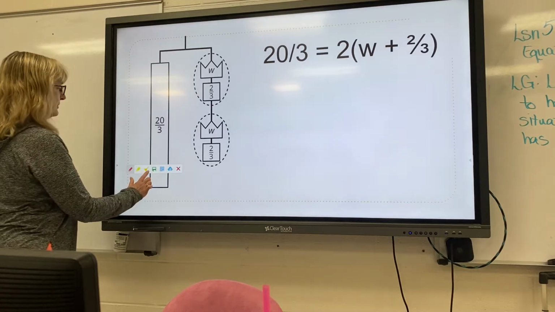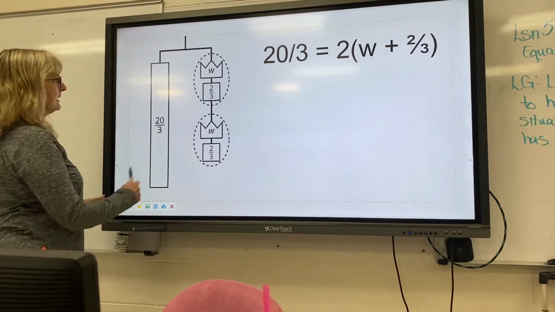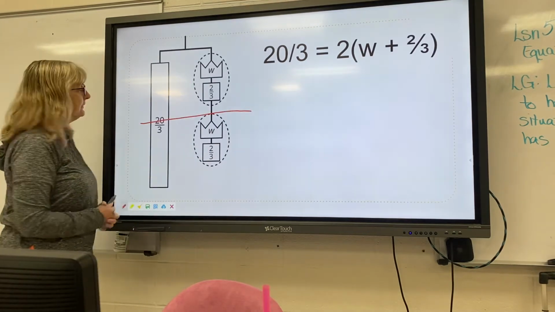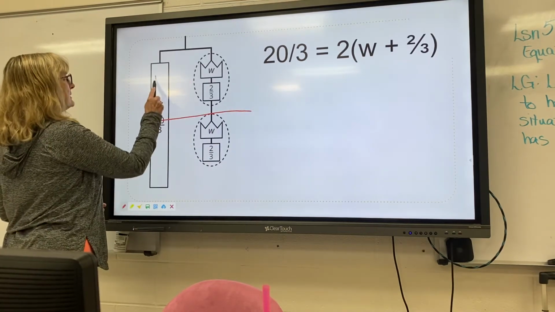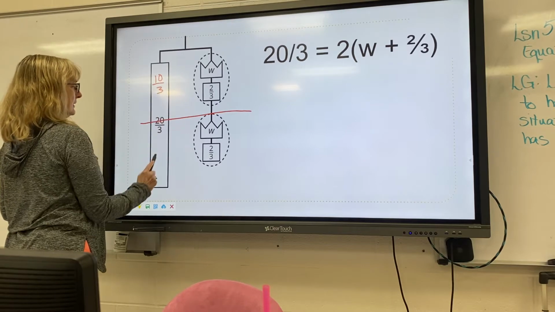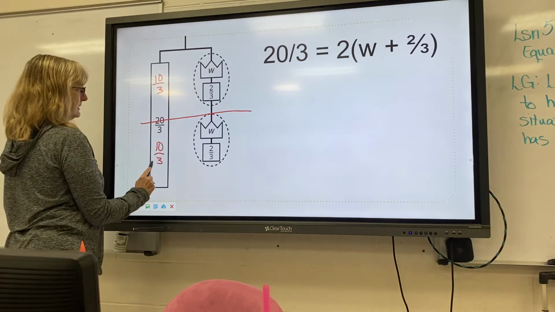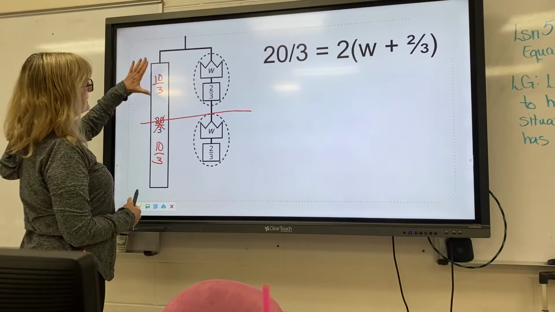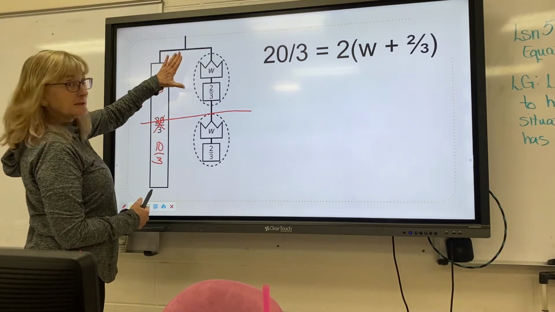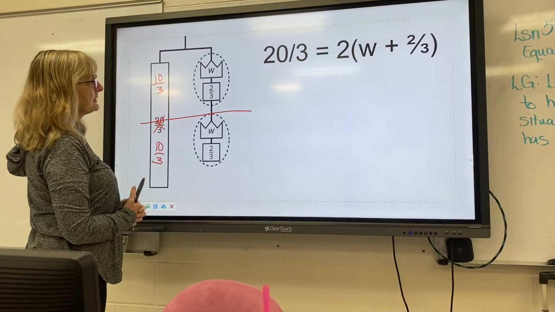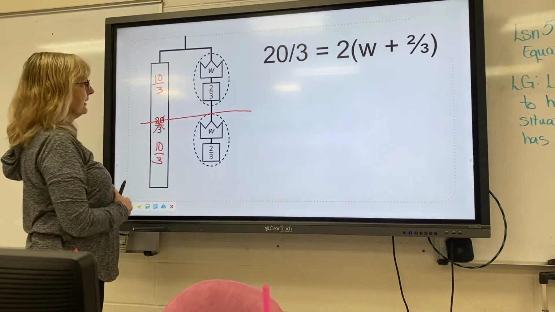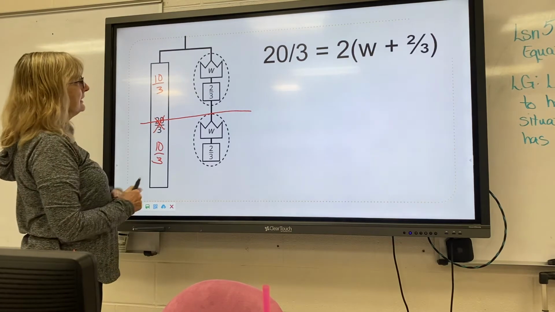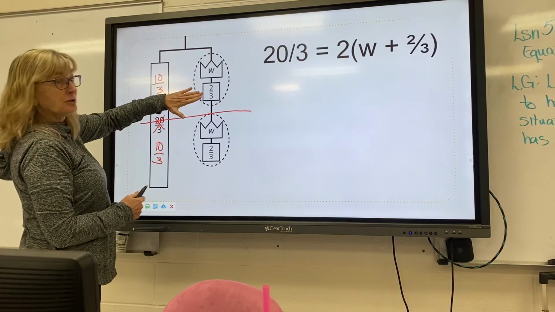Since we have two groups on the right-hand side, I'm going to split this in half. Half of 20 thirds is 10 thirds. So now I have 10 thirds in each group. We'll cross that out. So now I can say 10 thirds is balanced with W plus 2/3 because they're hanging there together. My goal is to get W isolated. So what's hanging there? 2/3.